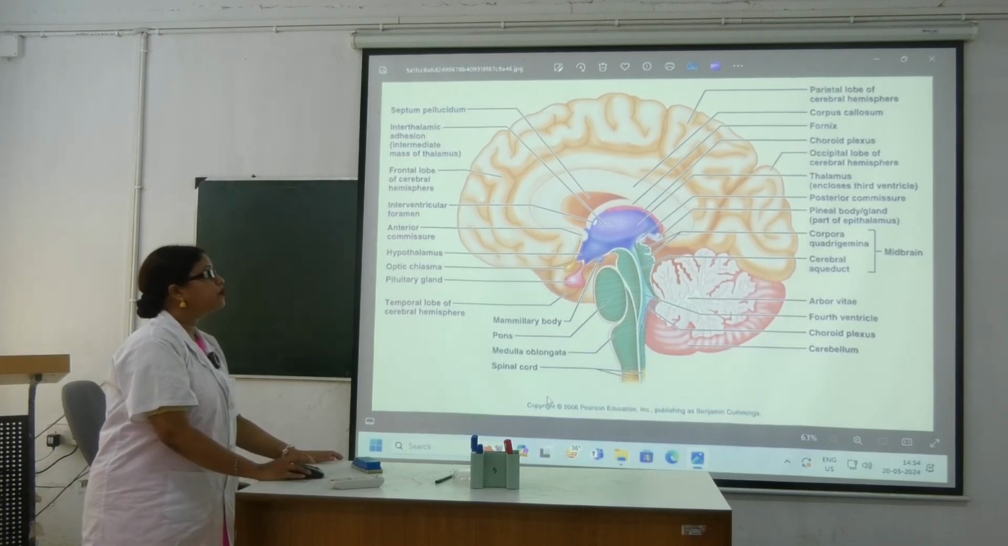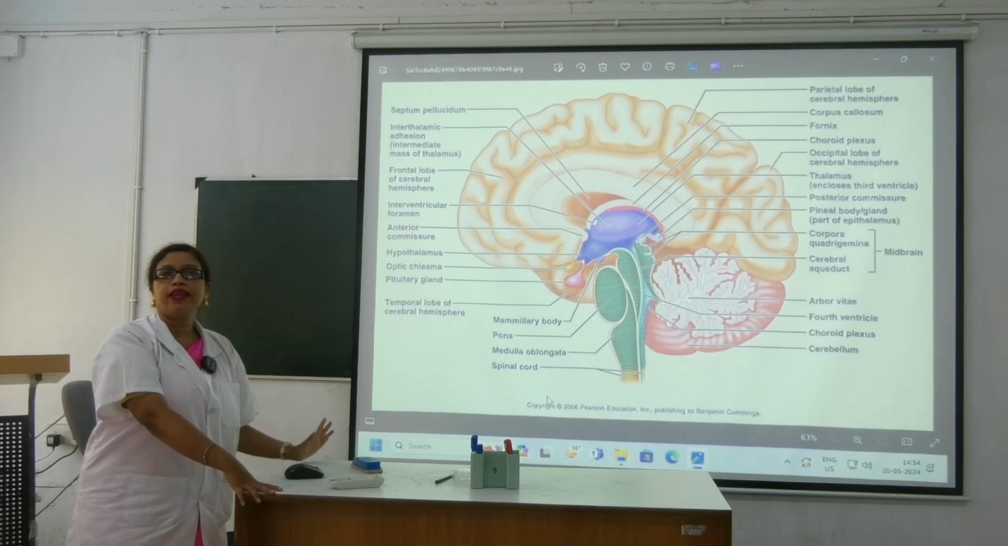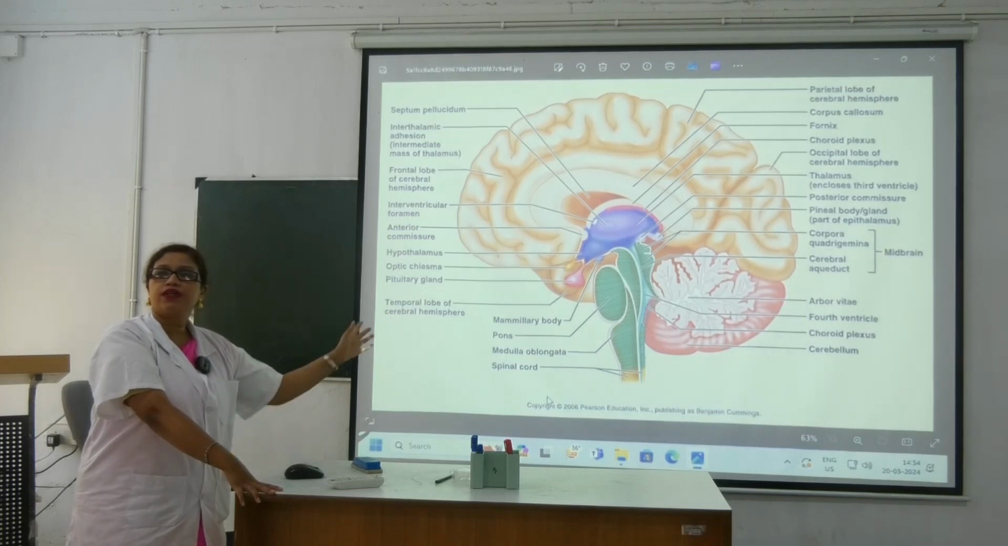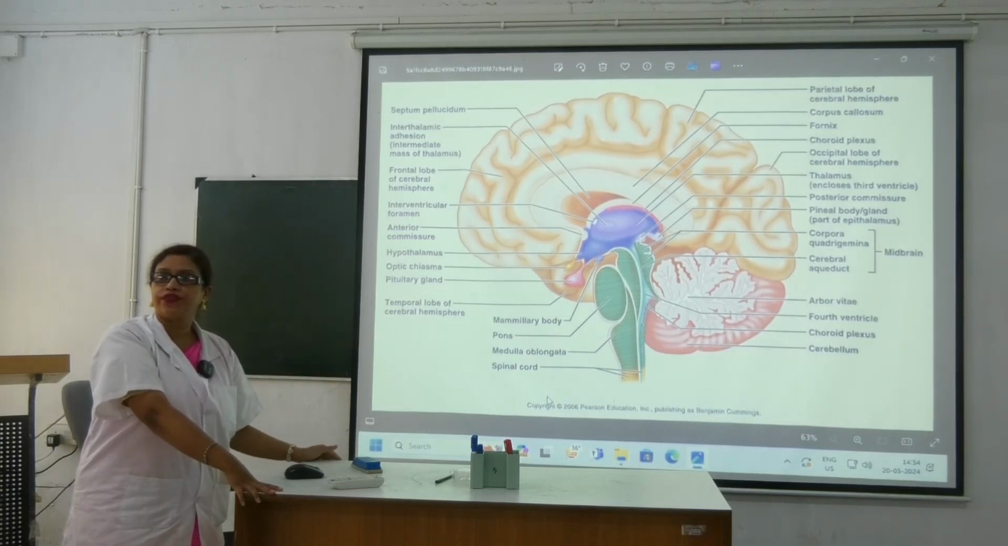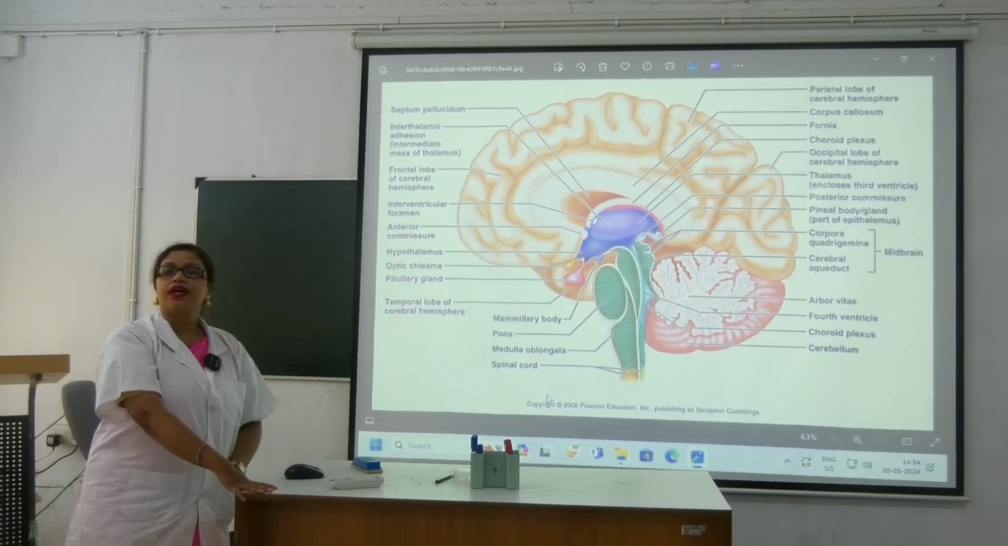Okay, so if you see, between the brainstem and that side is the cerebellum. Which structure is there? That is the 4th ventricle, floor of the 4th ventricle. Okay, so next structure, write it down.